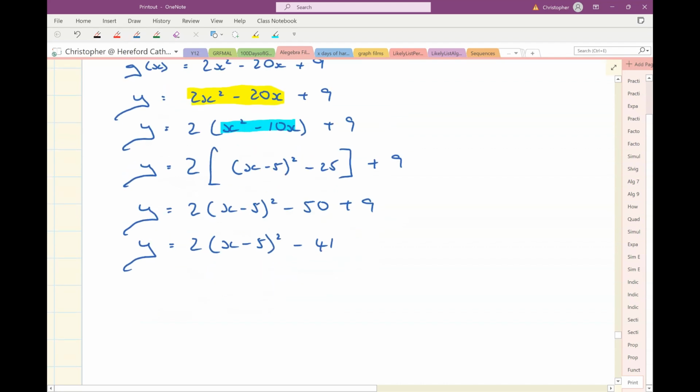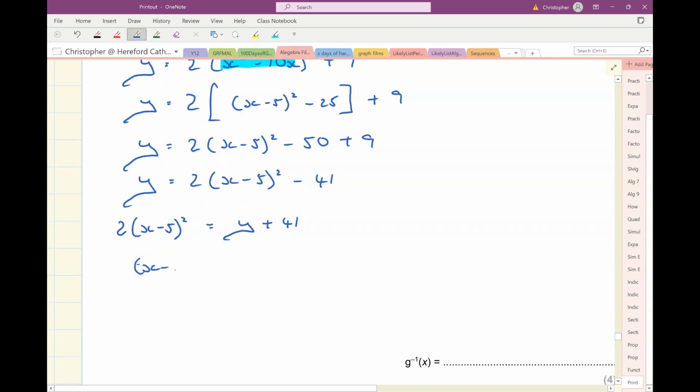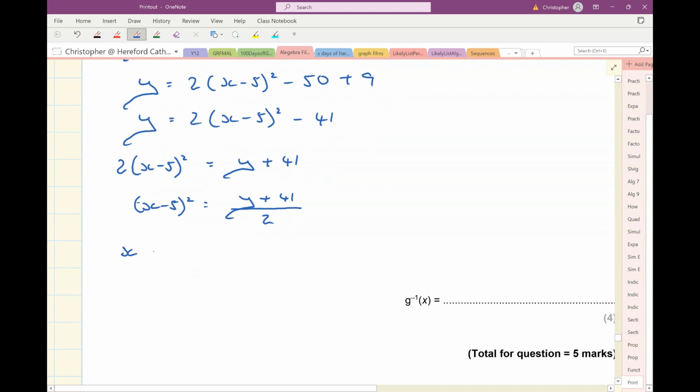Brilliant. Right, now I think I can make x the subject here. I'm going to add 41 to both sides and swap things around as well. So I've got 2(x − 5)² = y + 41. Divide both sides by 2. (x − 5)² = (y + 41)/2. Square root both sides. x − 5 is either of the square roots of (y + 41)/2. Add 5 to both sides, but write that at the beginning of the right-hand expression because that makes it easier.